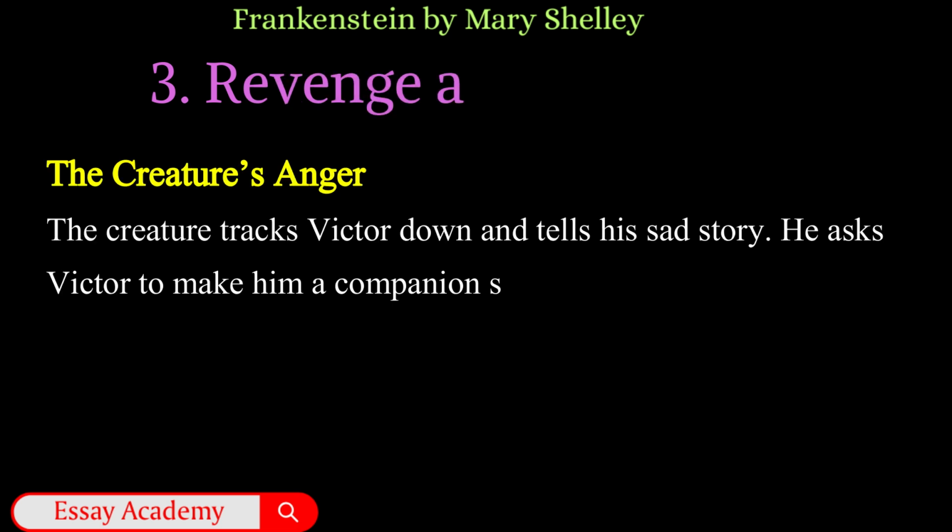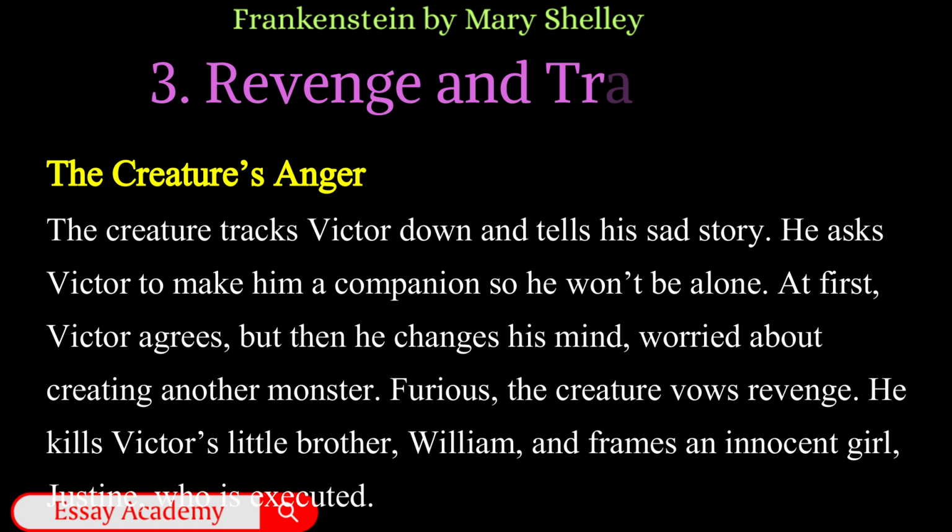The creature's anger. The creature tracks Victor down and tells his sad story. He asks Victor to make him a companion so he won't be alone. At first, Victor agrees, but then he changes his mind, worried about creating another monster. Furious, the creature vows revenge. He kills Victor's little brother, William, and frames an innocent girl, Justine, who is executed.